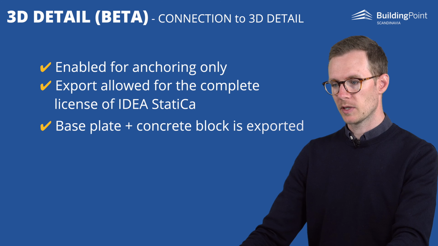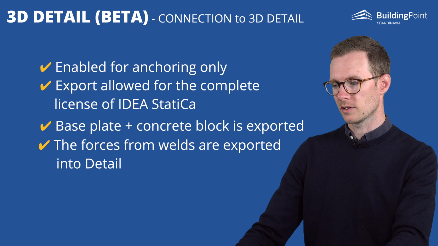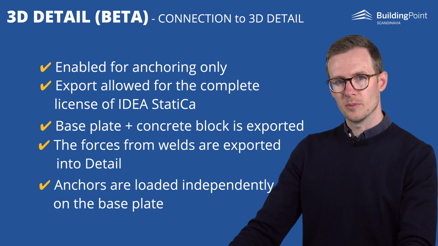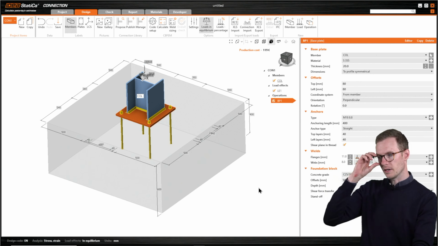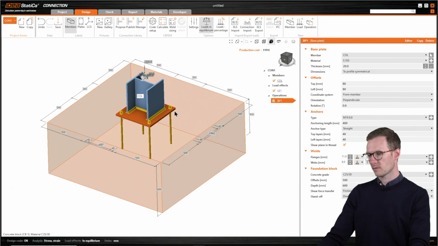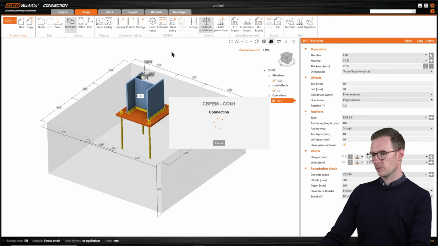So the base plate plus the concrete block is exported, and the forces from the welds are exported into detail. Anchors are loaded independently on the base plate. Let's do a demonstration. So in this case, I have a footing. It's a column with a base plate connected to a concrete block. I have some loads, and in this case, if I run the code check, it will pass the code check.